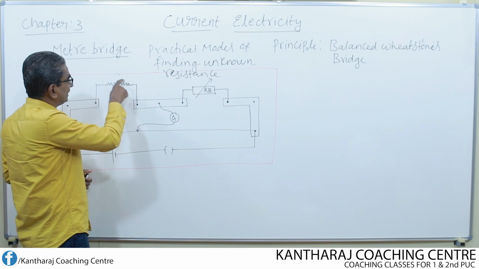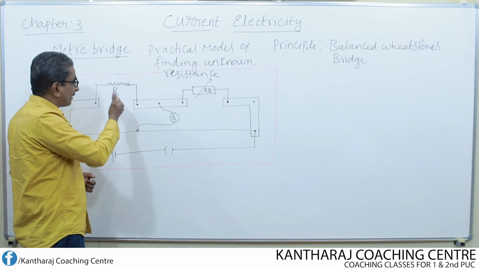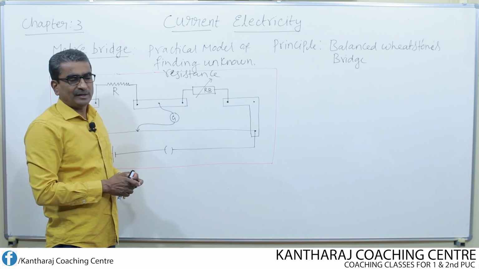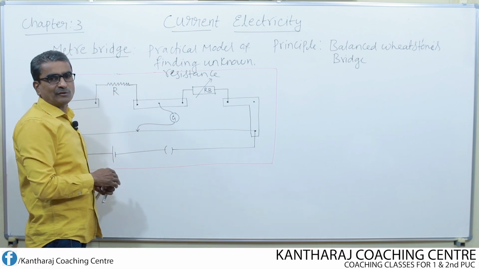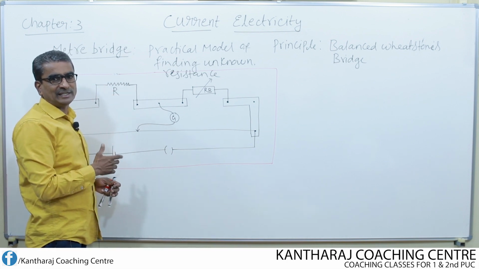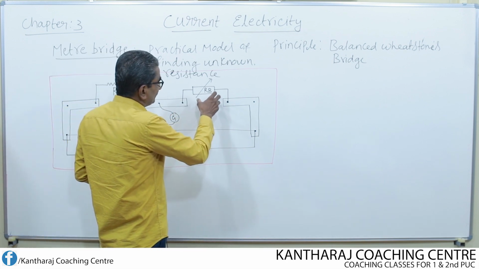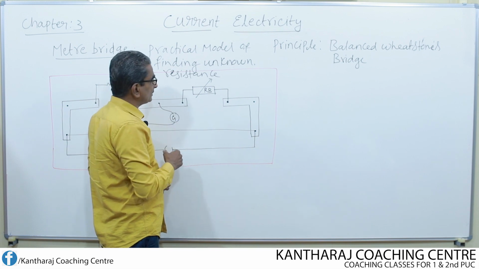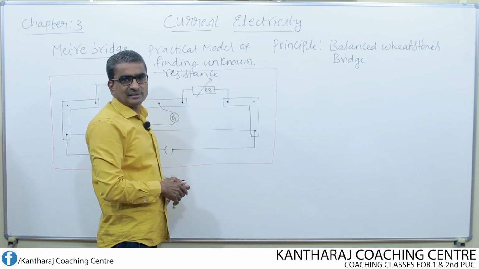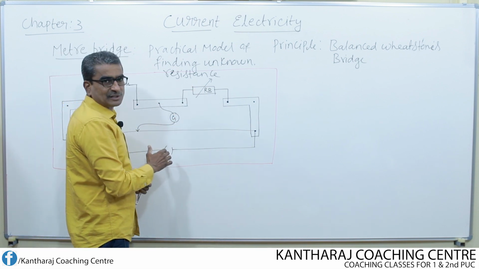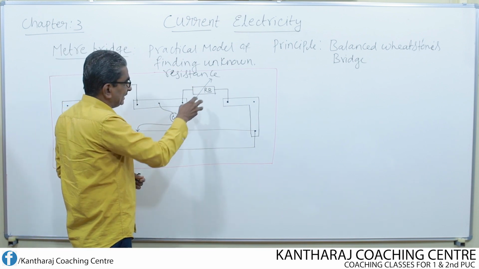That means we connect a wire. It may be a constantan wire, it may be a manganin wire, or even it may be a copper wire. But usually we make use of alloy wire like constantan, manganin or nichrome. In the right gap, the resistance box, we can vary the resistance. That means we can introduce a suitable value of resistance into the circuit in this right gap.